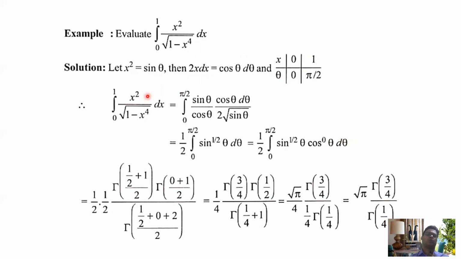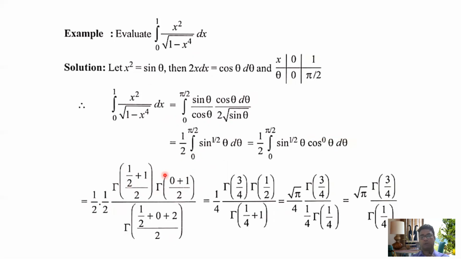Then the integral from 0 to 1 of x square by root under 1 minus x to the power 4 dx is equal to the integral from 0 to pi by 2 of sin theta cos theta d theta by cos theta times 2 square root under sin theta, after substituting this. So now after simplification, you have half the integral from 0 to pi by 2 of sine to the power half theta d theta. So here there is no cos. What is p? p is equal to half. What is q? q is equal to 0. So here you may write half, already you have this formula, half into half gamma of (half plus 1) by 2, gamma of (0 plus 1) by 2.